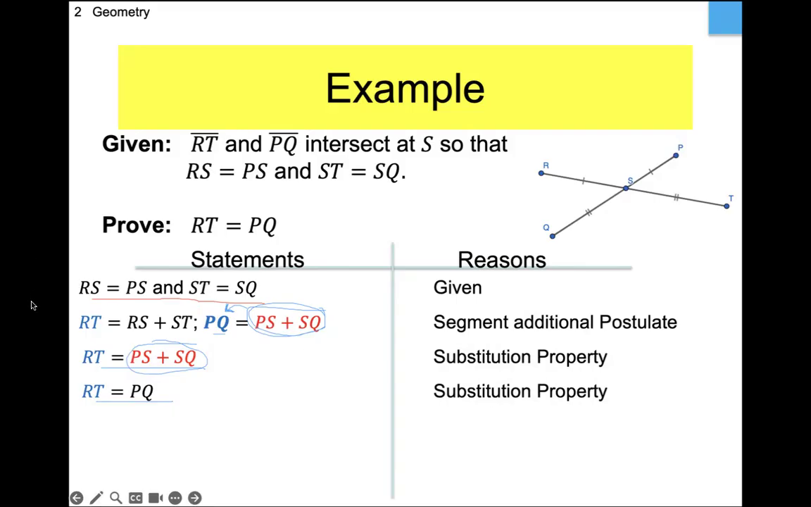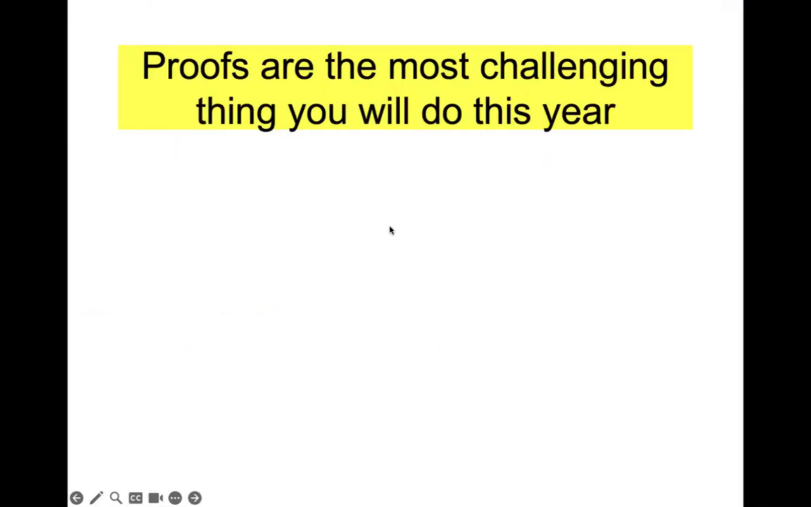So hopefully that was a convincing argument to you. If you're very intimidated, many students are at this point, you got to trust me when I say the more of these you do, the better off it will get. So we end the proof always with a QED or a little square, and you've done your first geometry proof. Congratulations. All right. Proofs are the most challenging thing we'll do this year.